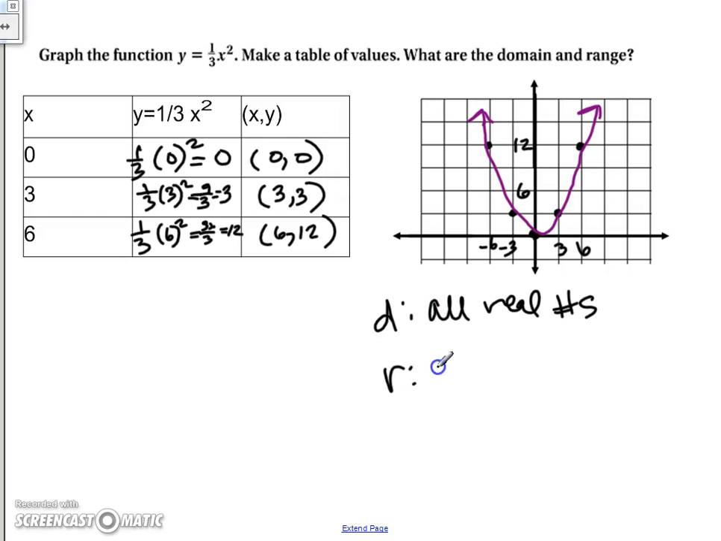And then our range value, our vertex is at (0, 0). This time it is a minimum, so we will never go below the x-axis. It's going to be above the x-axis. So this time it's going to be y is greater than or equal to 0.